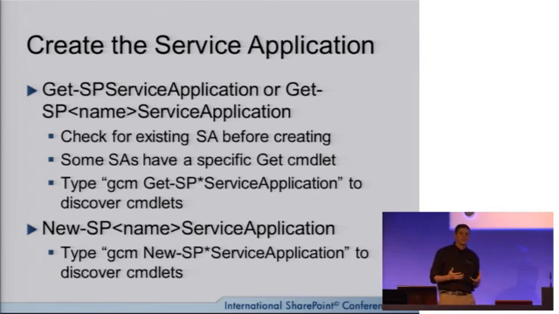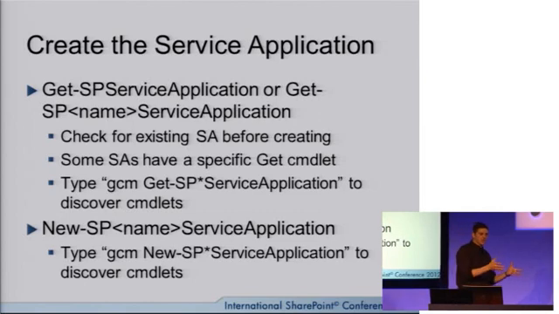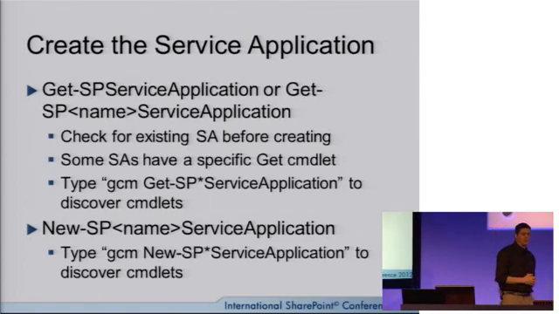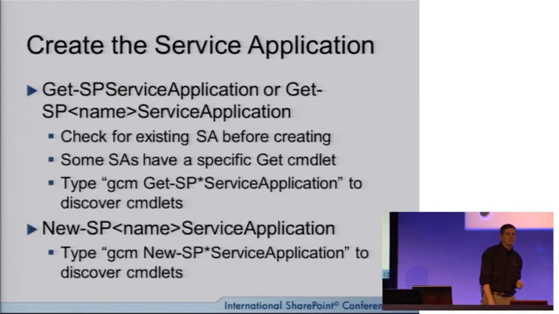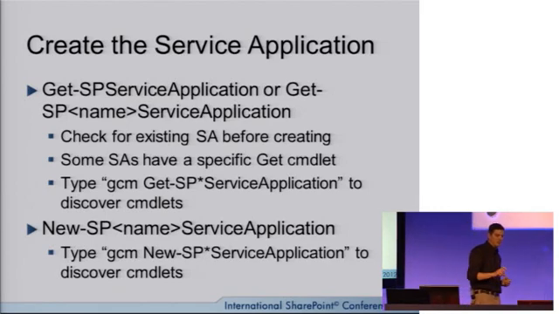If you're looking for service application commandlets and you don't know what's available, GCM is an alias for Get-Command. So I can type Get-Command or GCM Get-SP*, and I can use a wildcard in that SP service application, and it'll return back all the commandlets related to Get-SPServiceApplication. New, same thing. All the service applications have a New commandlet, obviously. And again, I can do GCM New-SP*ServiceApplication to retrieve the list of what commandlets are available.